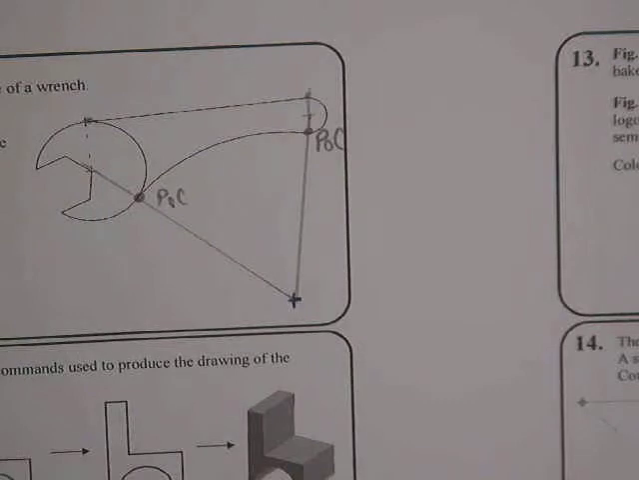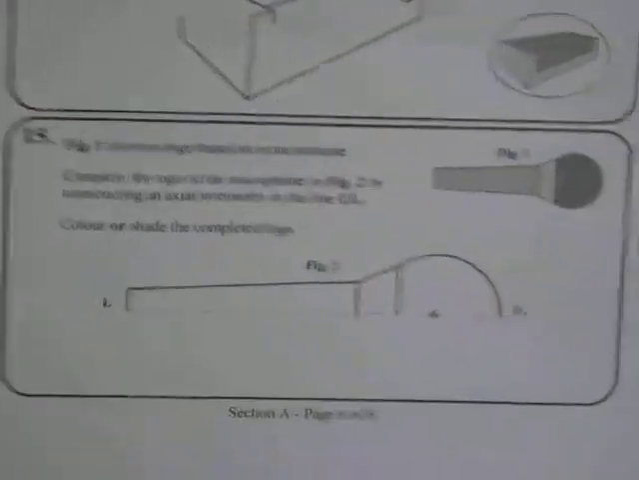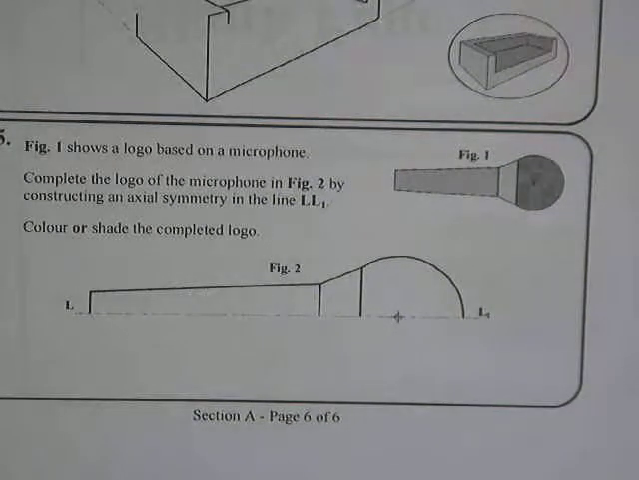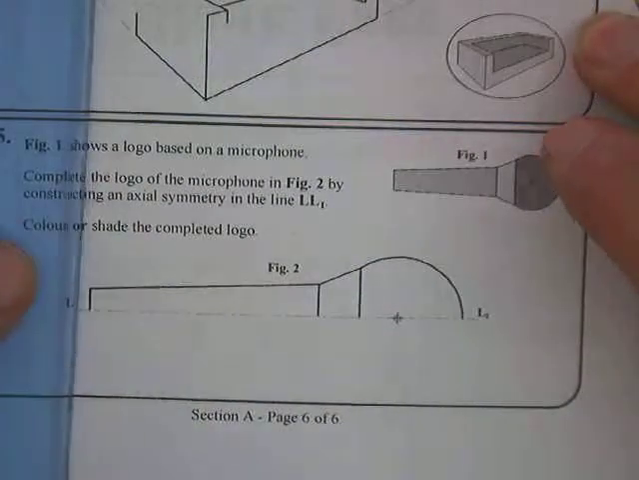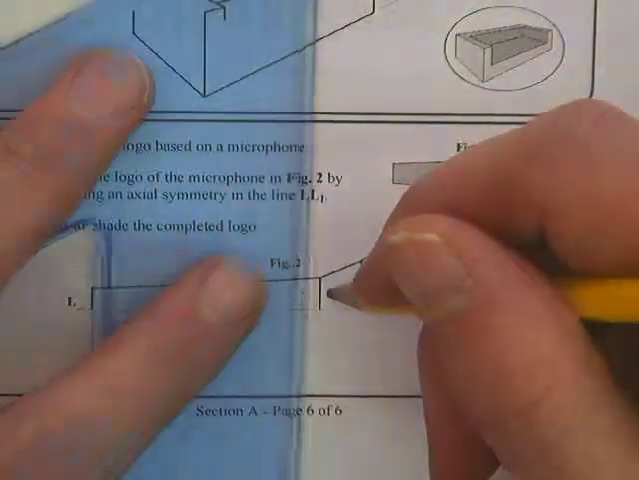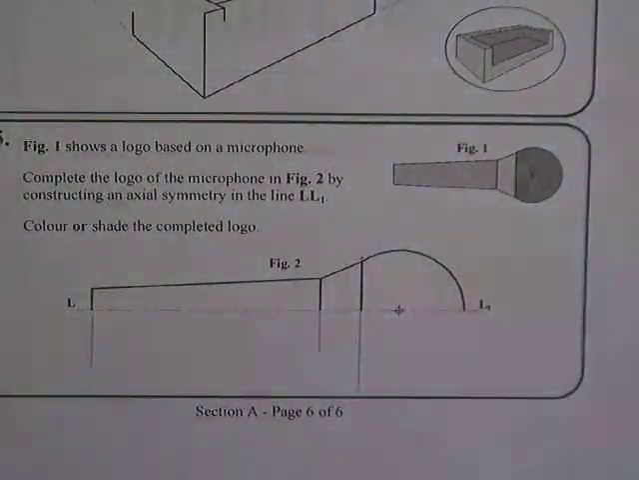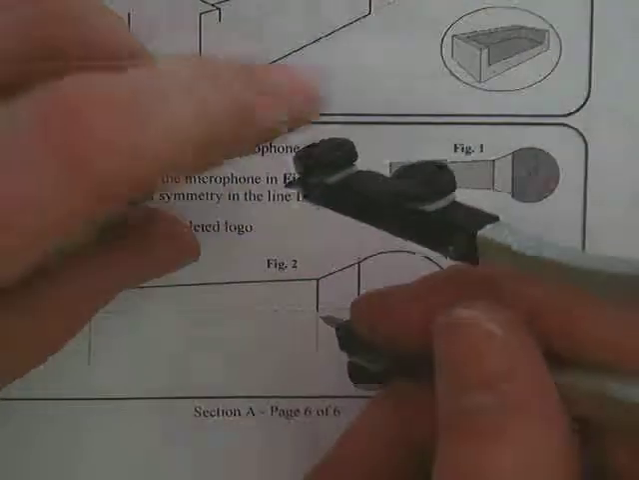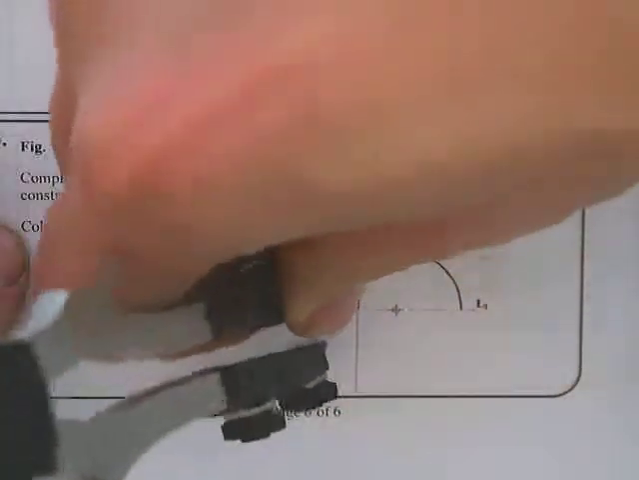Now, the next question that I had for us to do was question 15. So here's question 15, the microphone. Figure 1 shows the logo based on a microphone. Complete the logo of the microphone by constructing an axial symmetry in the line L1. Very straightforward. The first thing to do there is to project all your lines perpendicular to the axis of symmetry. Then you can take your distance from one side of the axis and project it down to the next side.